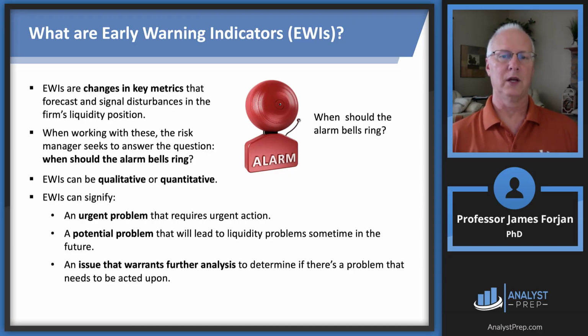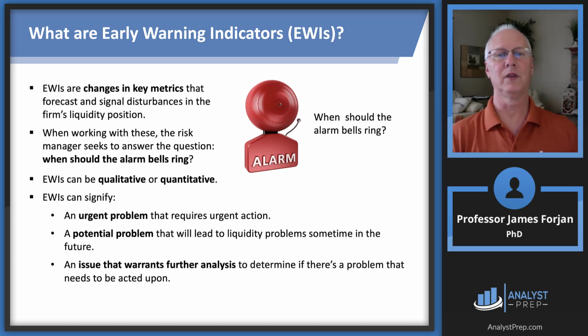So let's go ahead and look at some basic early warning indicators. All right, so what do we have written in that first bullet point? Changes in key metrics, and we'll talk about those here in just a second, that forecast and signal disturbances. I mean, that makes perfect sense in the anticipatory framework that I just described. Notice we've got the alarm bells over there. All right, so what do we know? We have to have our brains open. We have to have our ears open. And we have to have all of our other senses open.